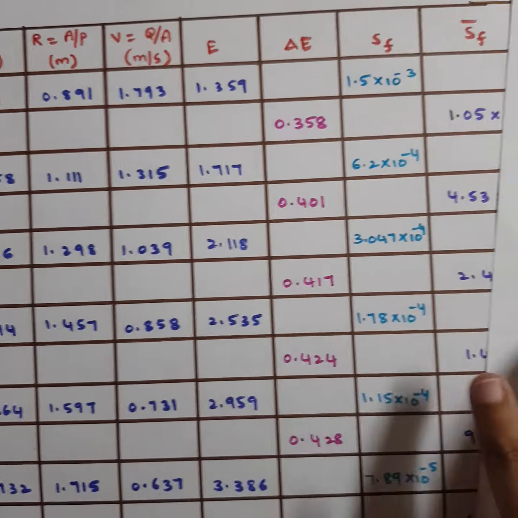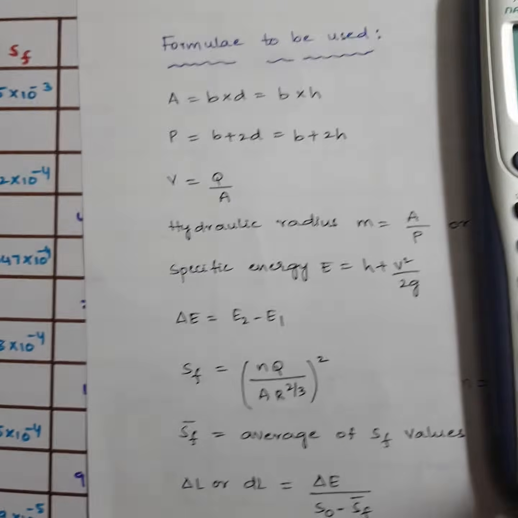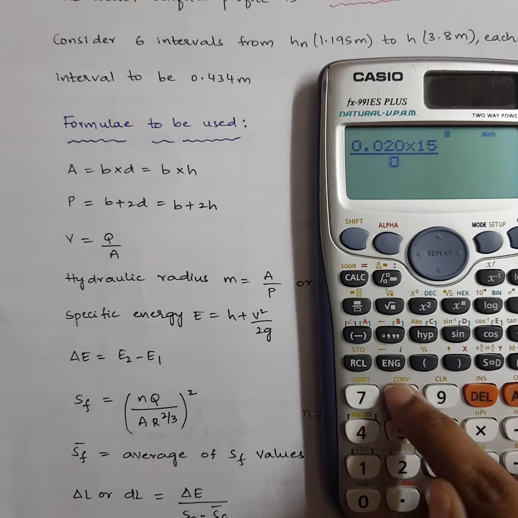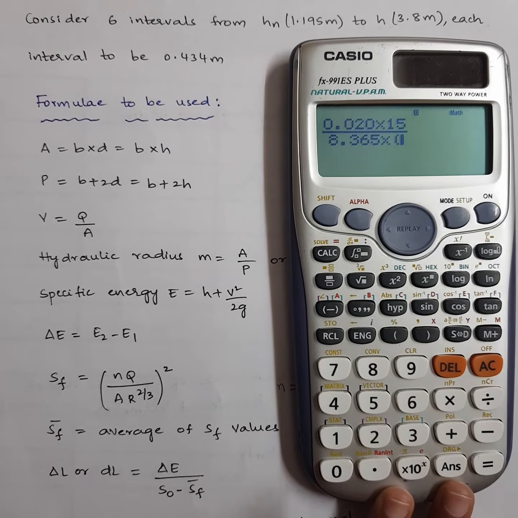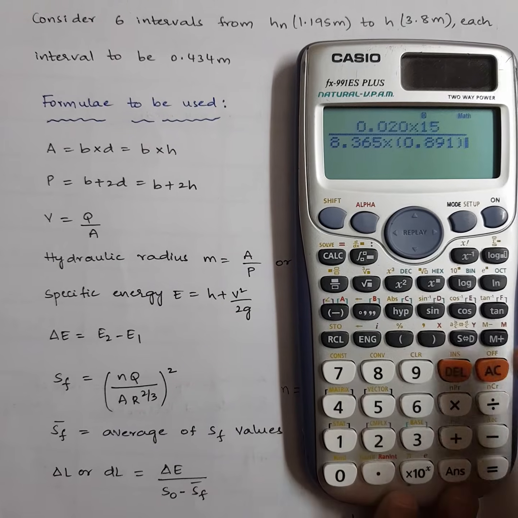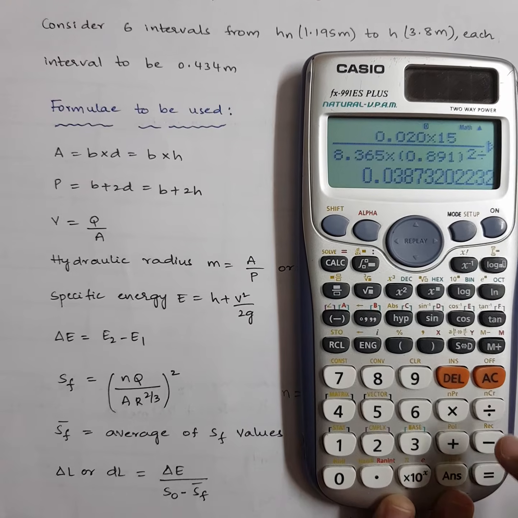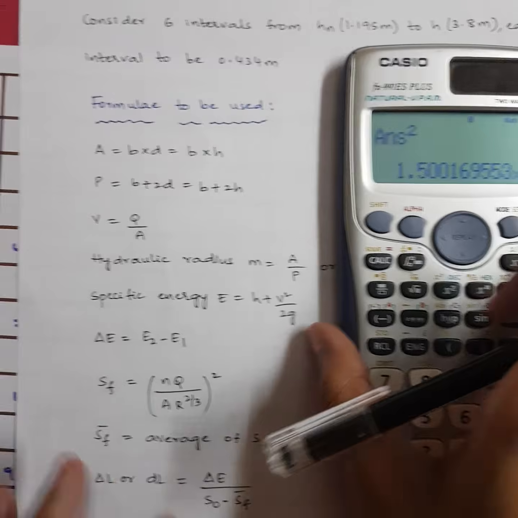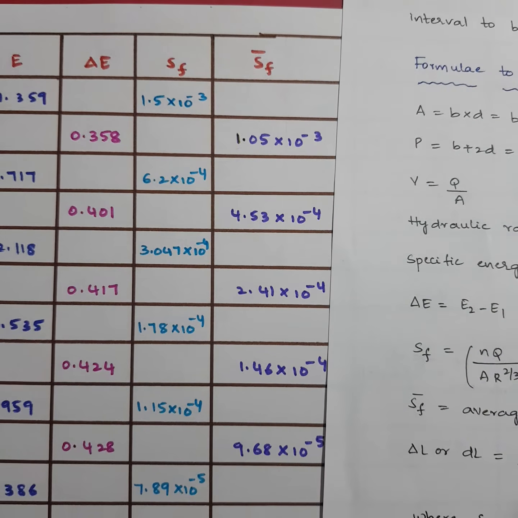For your understanding, I'll just solve one and show you. It is 0.020 into 15 by, what was A for us, 8.365, into the hydraulic radius 0.891 to the power of 2 divided by 3. And the square of this answer is what I require. It is 1.50 into 10 power minus 3. See here? Like this you have to complete the SF column also.